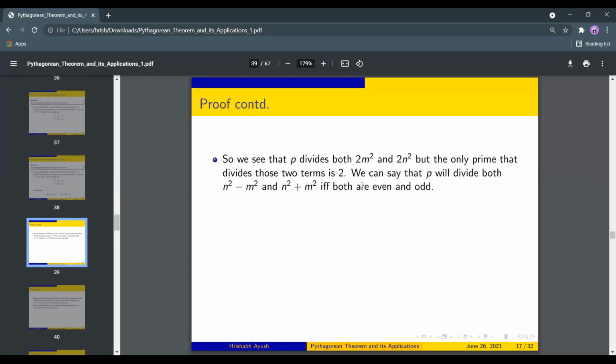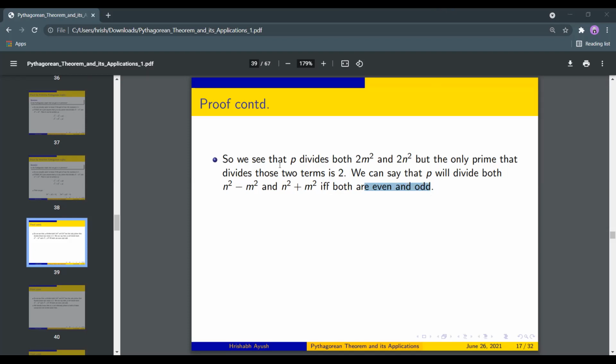Does that make sense? Yes. Okay, so we can say that p will divide both n square minus m square and n square plus m square if and only if both are even or both are odd, because it divides 2. So they both need to be either even or both need to be odd.